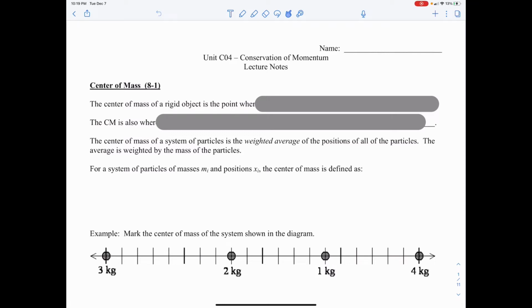Hello. In this video, we're going to take a look at the notes for AP Physics C, Unit 4, Momentum. Please remember to pause or rewind the video as necessary.